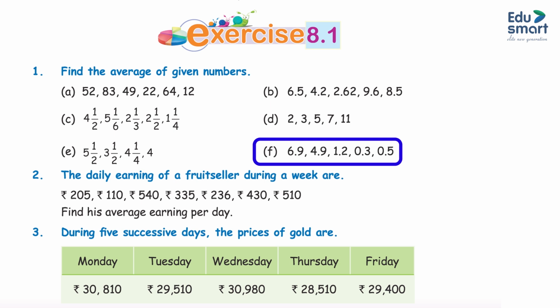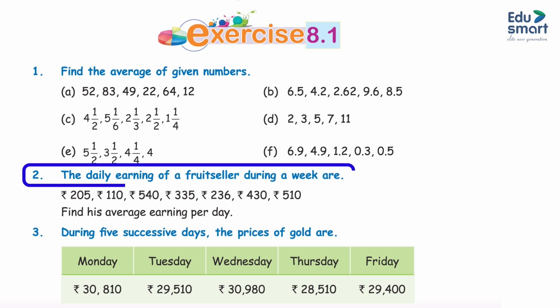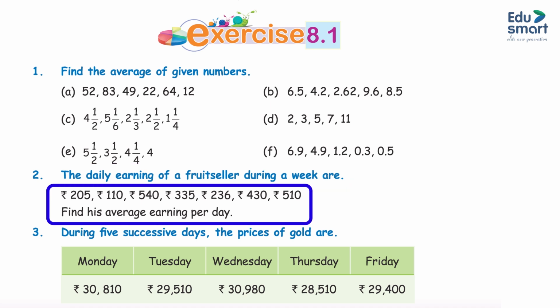Answer 2.76. Question 2. The daily earnings of a fruit seller during a week are rupees 205, rupees 110, rupees 540, rupees 335, rupees 236, rupees 430, rupees 510. Find his average earning per day.